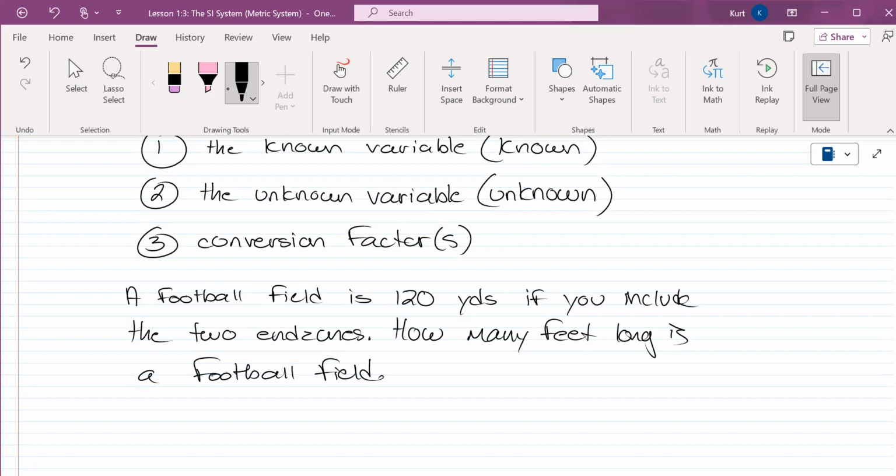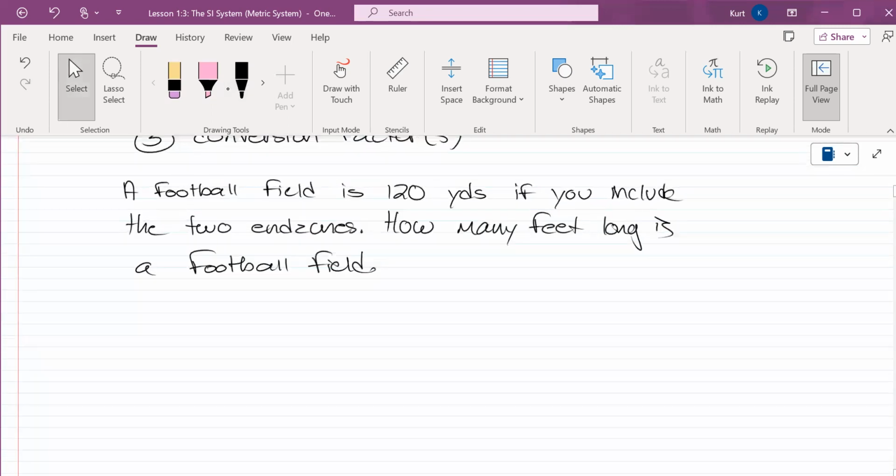So this is a layup. This one's pretty easy. I'm going to start you off easy. We're going to work our way up to the tougher ones. I don't tell somebody to run a 5K before they can even walk. A football field is 120 yards. If you include the two end zones, how many feet long is a football field? So the first thing I would have to have is my known value.